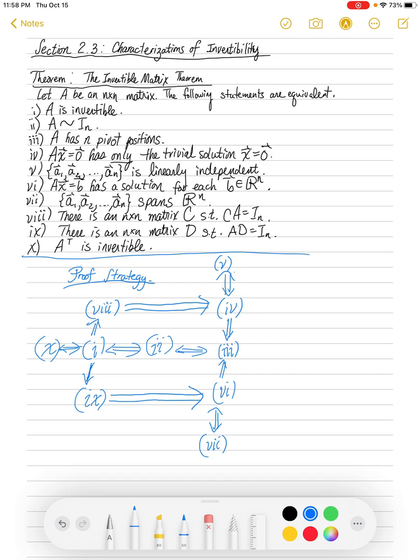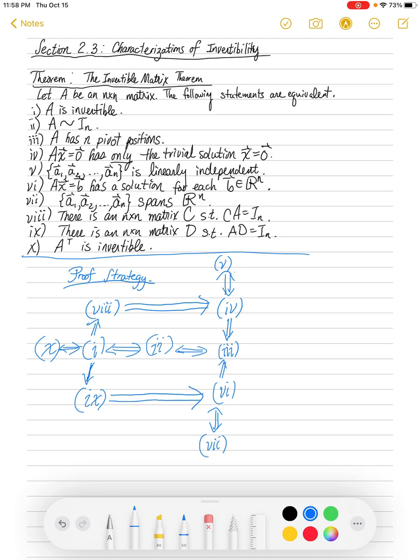So section 2.3 is entitled Characterizations of Invertibility. This section is all about what we call the invertible matrix theorem. That's what most textbooks call it. I don't think our textbook gives it this name, but I'm going to call it the invertible matrix theorem. It says the following.